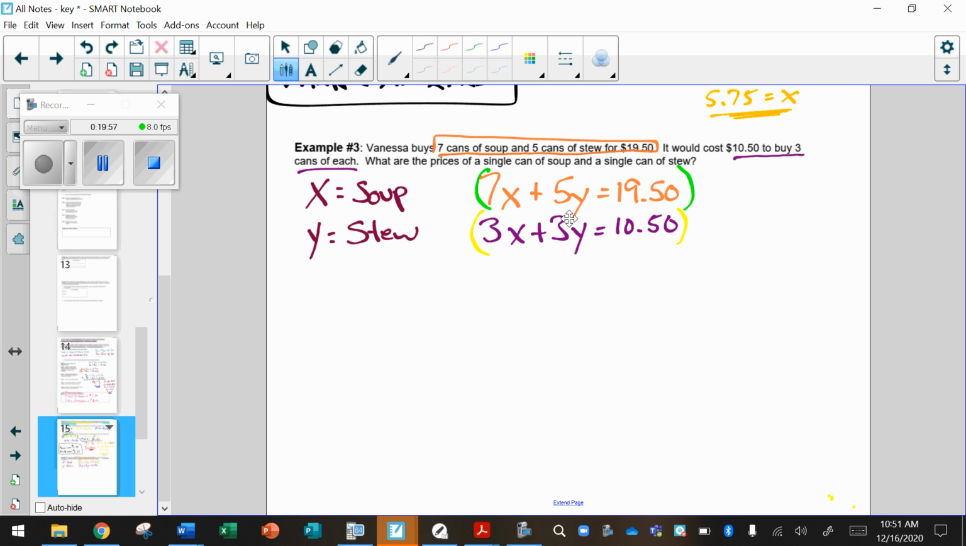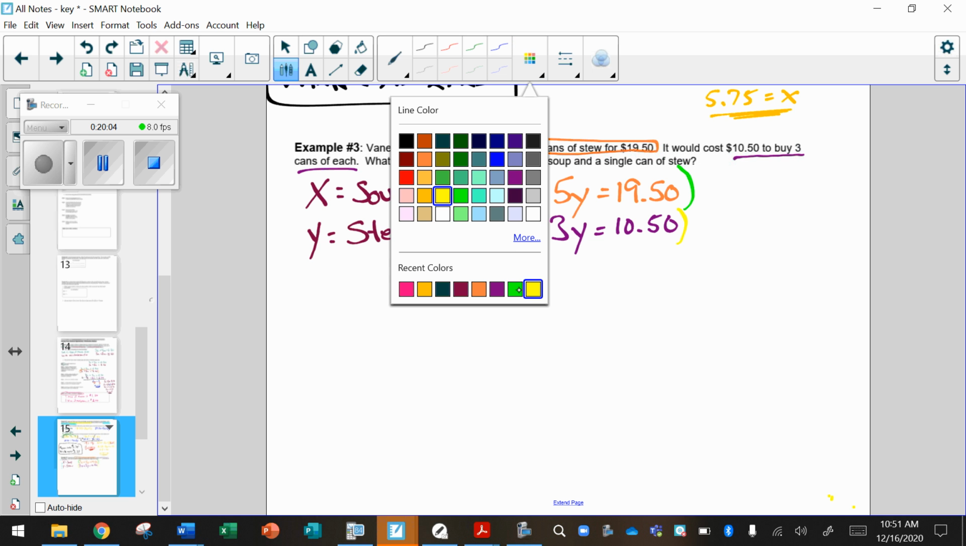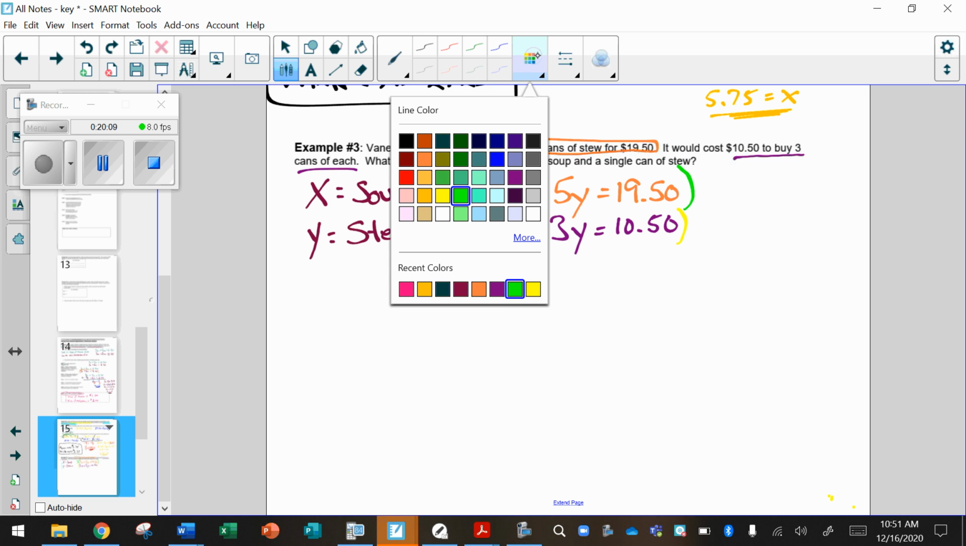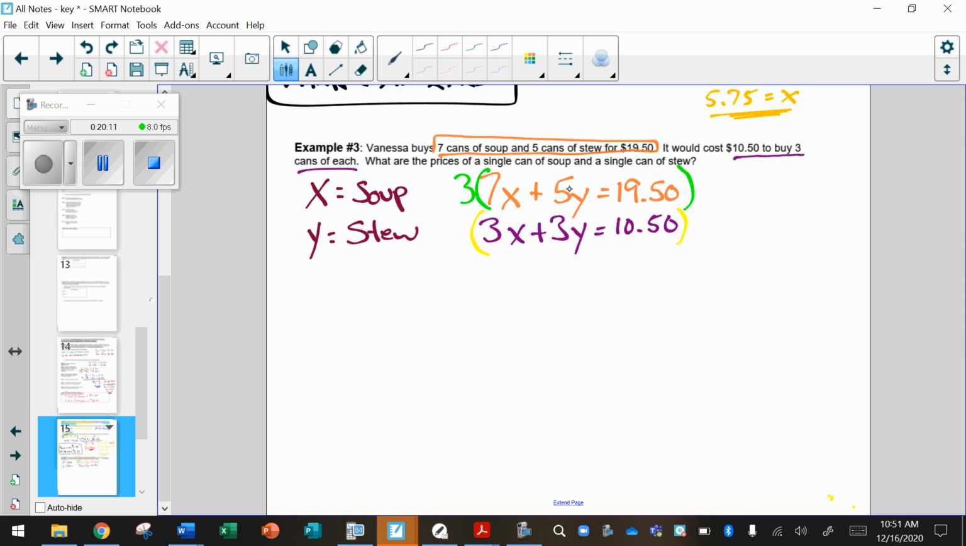To cancel out the y values, I'm going to take the 3 from the y in the second equation and multiply that times the top equation. So I'll distribute a 3 to each one of those. Then the 5 that's next to the y in the top equation will be used in the bottom second equation. So I'm going to make that a negative 5. That way when I distribute, I end up with a positive 15y on the top, a negative 15y on the bottom. Opposite signs means they will cancel.